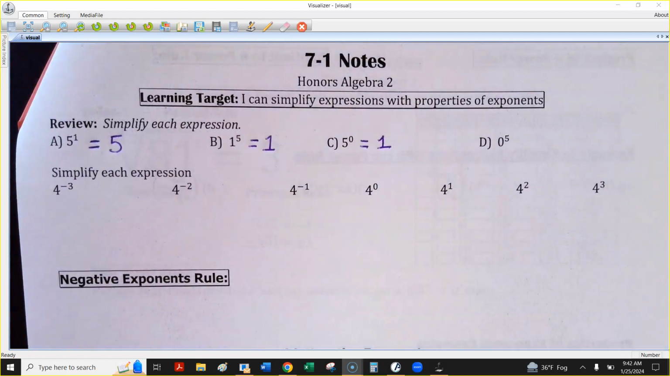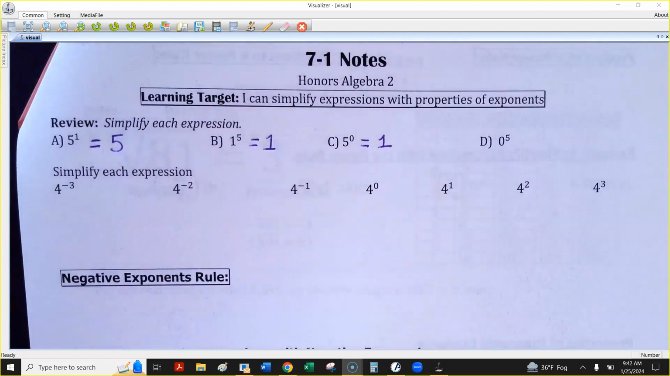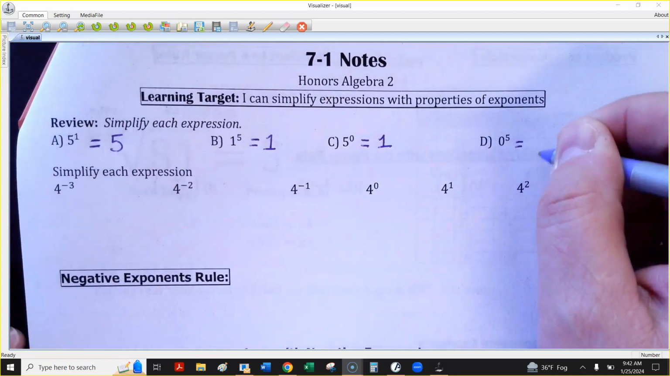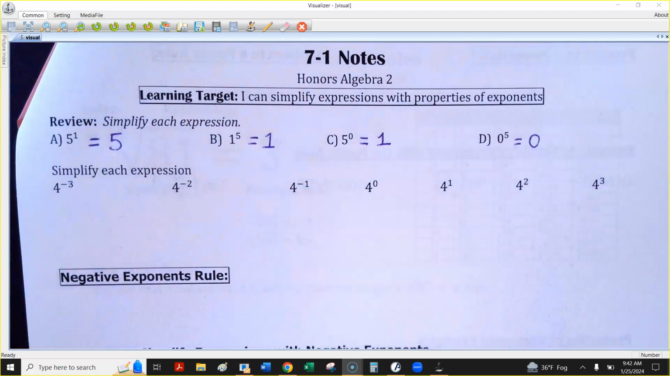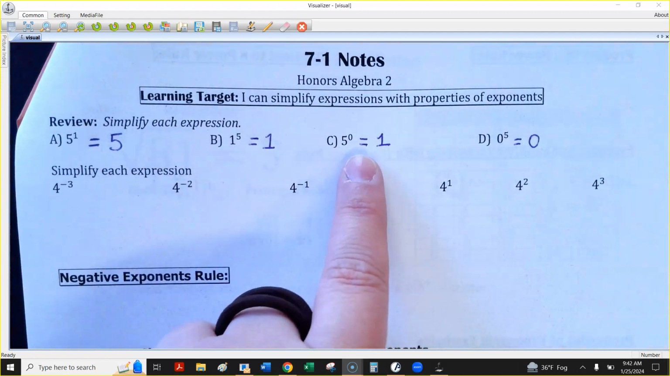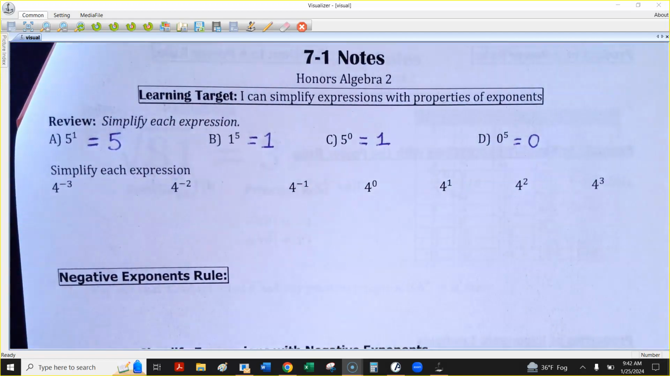And then the last question, I have 0 to the 5th power. What do we think? Zero. 0 to any power is 0, just like 1 to any power is 1, because you're just multiplying 0 by itself that many times. Okay, now, if you've ever wondered why everything to the 0 power is 1, I'm going to try and explain that to you with this little example underneath here.